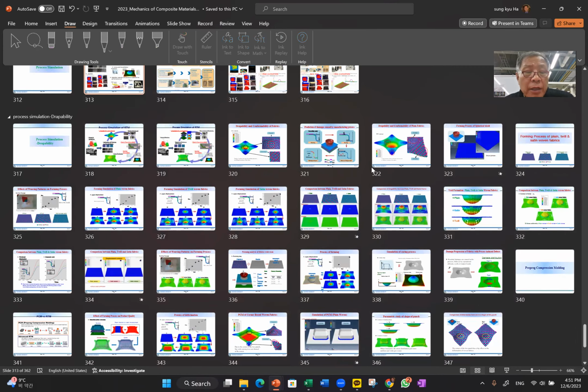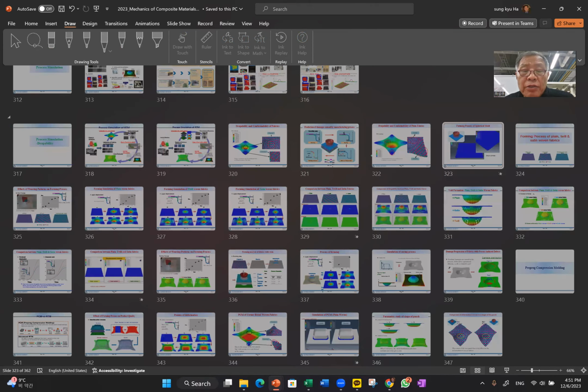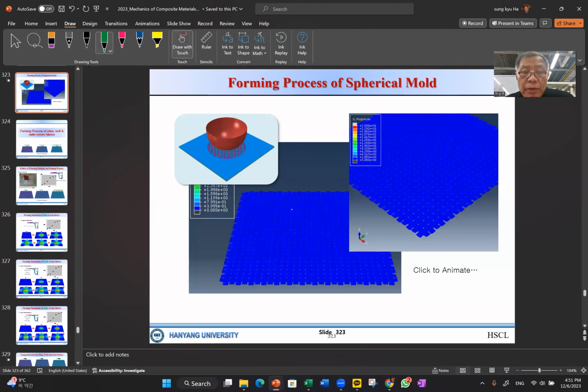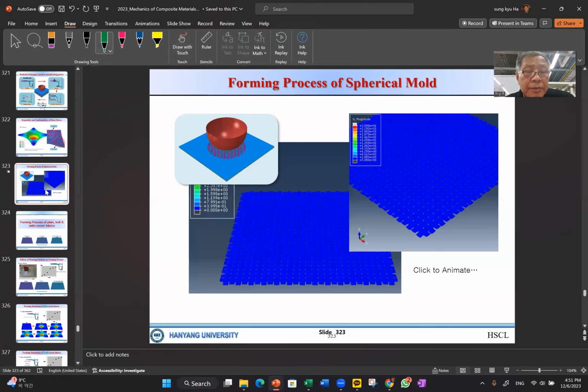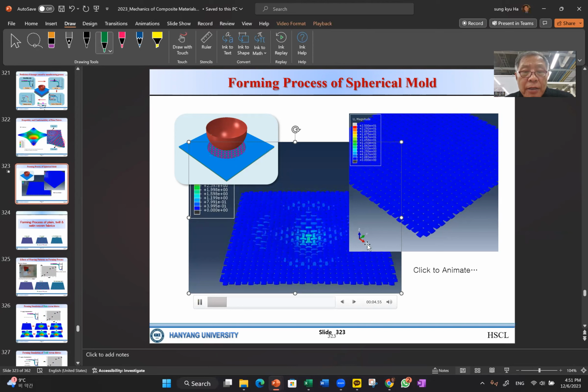Speaking of this draping, this is one of the draping examples. I'm sure you saw this one before. But let's say we have a flat laminate or a woven, and then please understand what is meant by draping. This is a draping analysis.